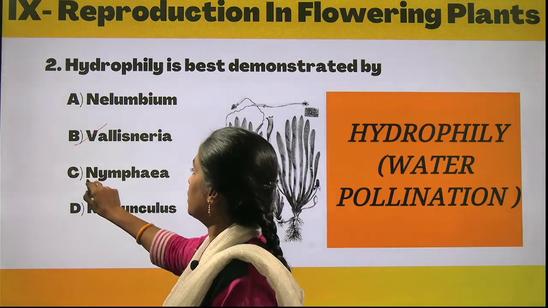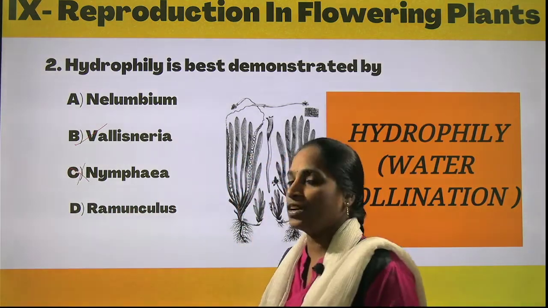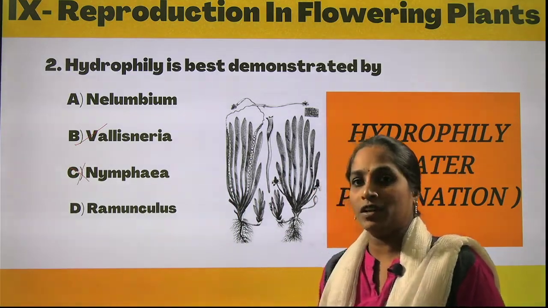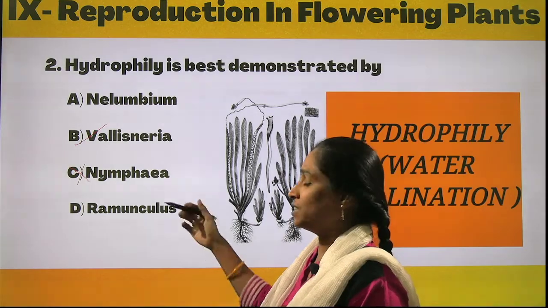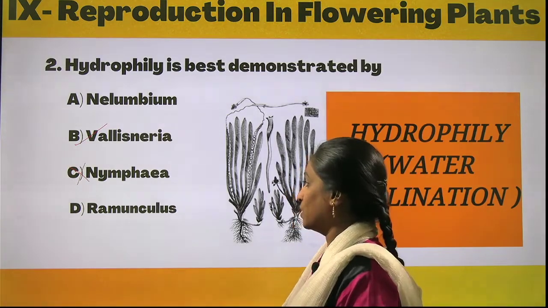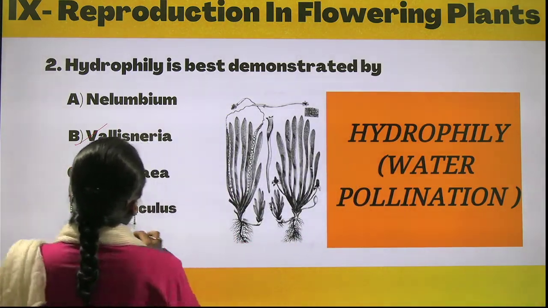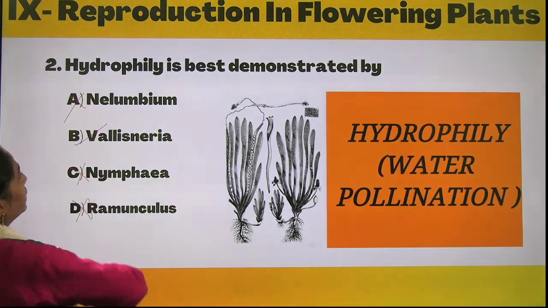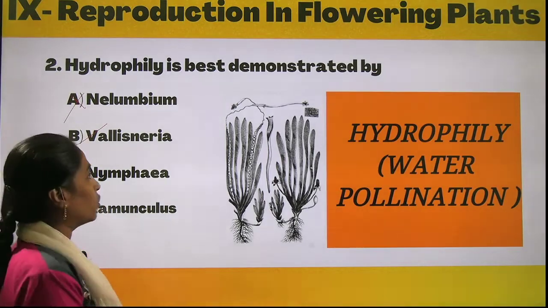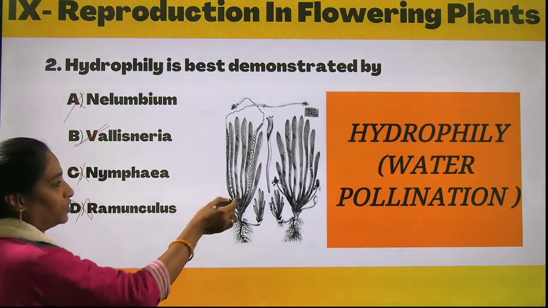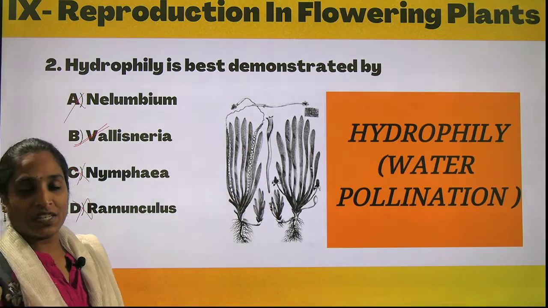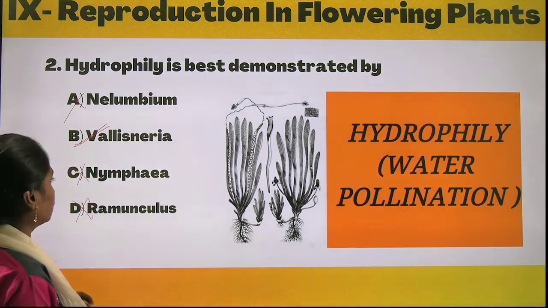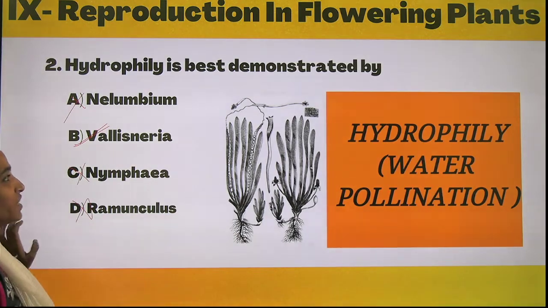So Nymphaea is also the wrong option. What is Nymphaea? It is also a type of water lily, and Ranunculus is another plant, a terrestrial plant, a buttercup. So Ranunculus is wrong, Nymphaea is wrong, and Nelumbium are the wrong options. What is the correct option? Exactly, within the water we can observe the transferring of pollen grains from one plant to another plant. Hope you all understood. Going for the next question.